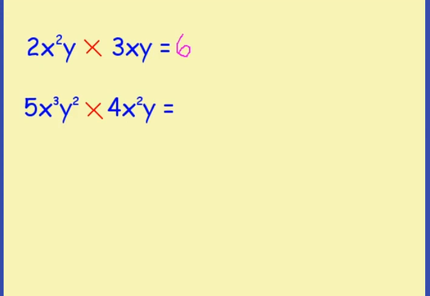I'm going to do the x's first. So I've got x squared times another x. Because I've got 2 there and 1 there, I've got x cubed, 3 altogether. Now I'm going to look at the y's. I've got a y here and a y here. That's 2 altogether, so it's y squared.